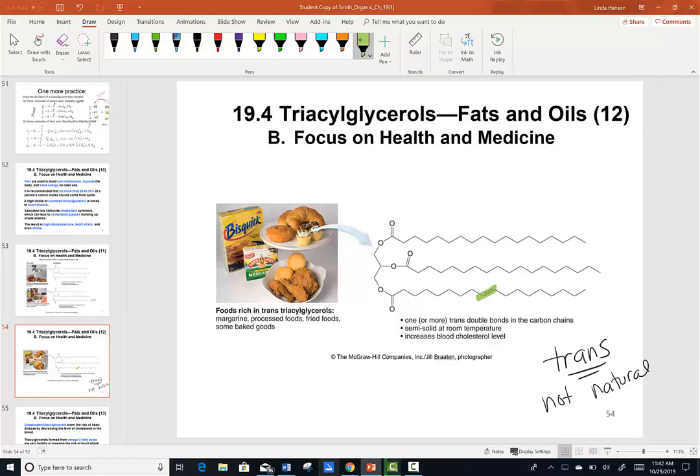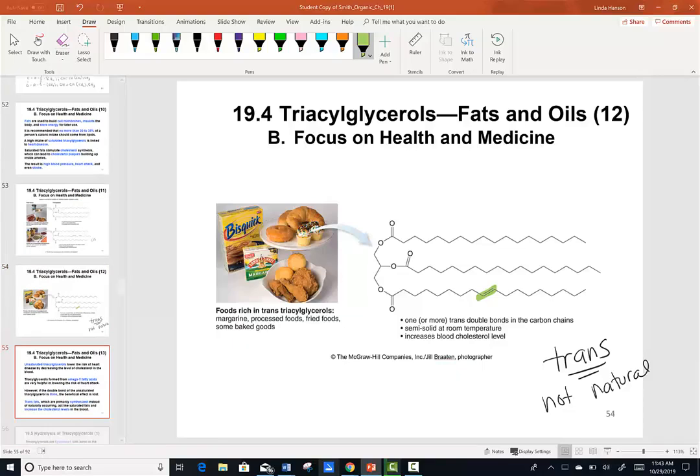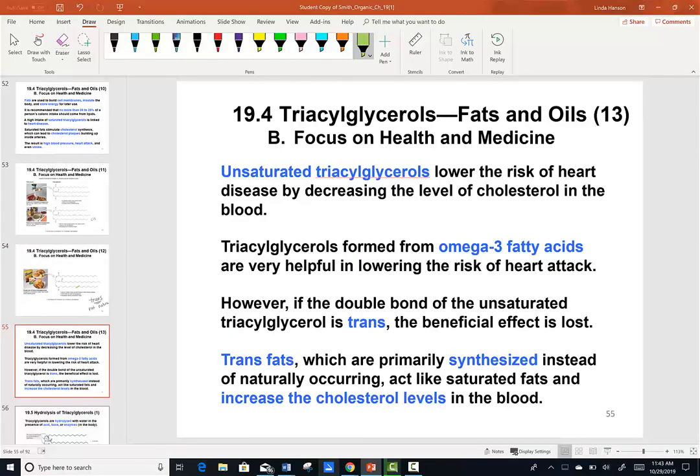This is why some people will argue that eating butter is actually healthier for you than eating margarine. Margarine is high in trans triacylglycerol, whereas butter is derived from an animal product, which is the cis conformation of the saturated triacylglycerol. And emphasizing that would show unsaturated lowers the risk of heart disease.